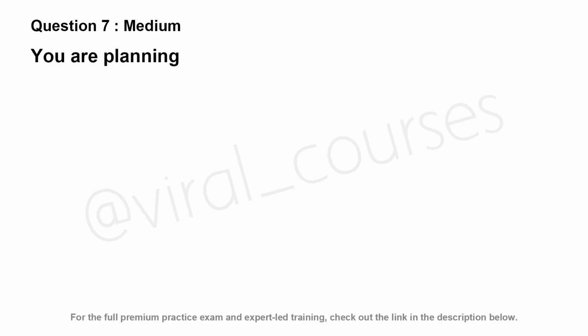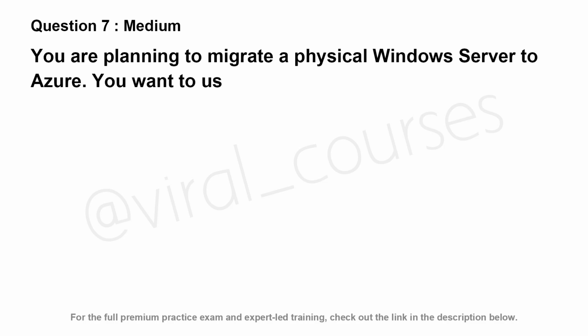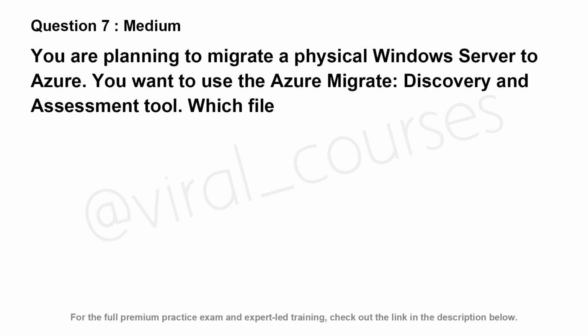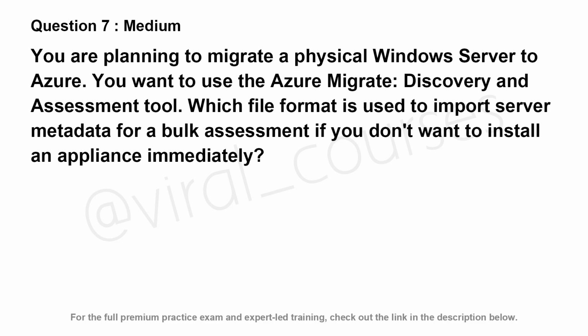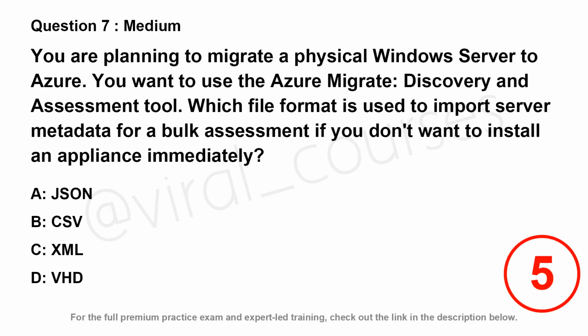You are planning to migrate a physical Windows Server to Azure. You want to use the Azure Migrate Discovery and Assessment tool. Which file format is used to import server metadata for a bulk assessment if you don't want to install an appliance immediately? Option A, JSON. Option B, CSV. Option C, XML. Option D, VHD.